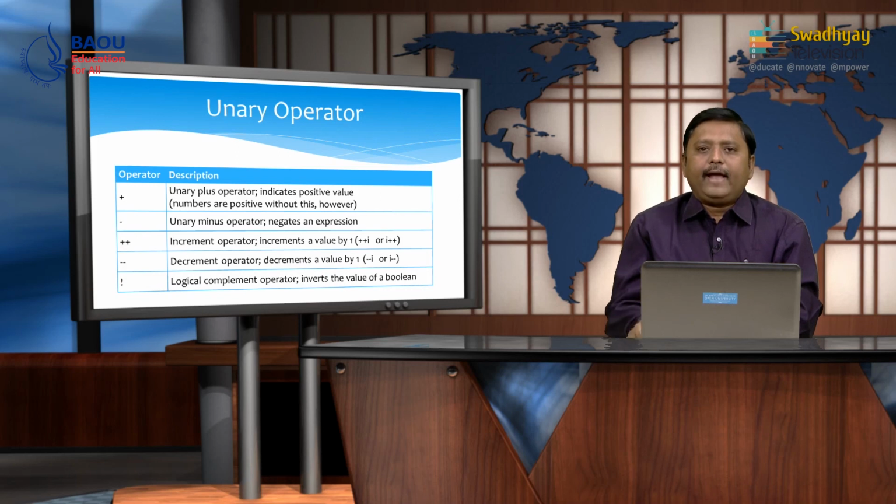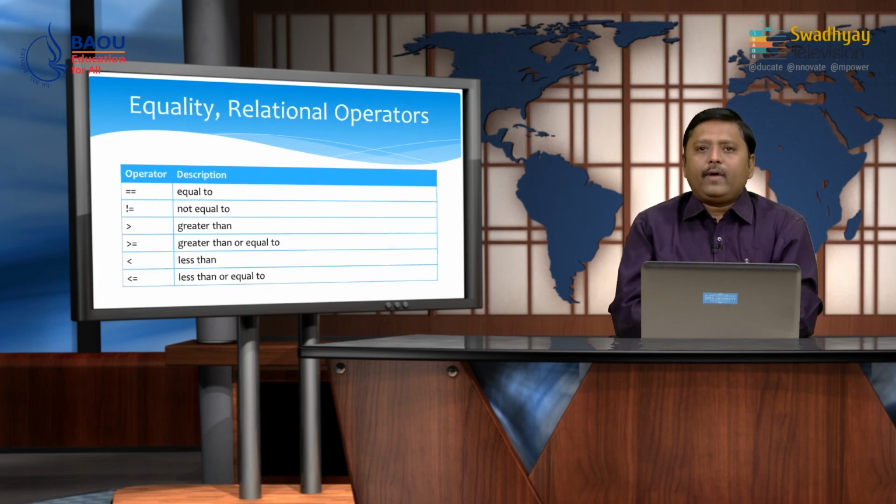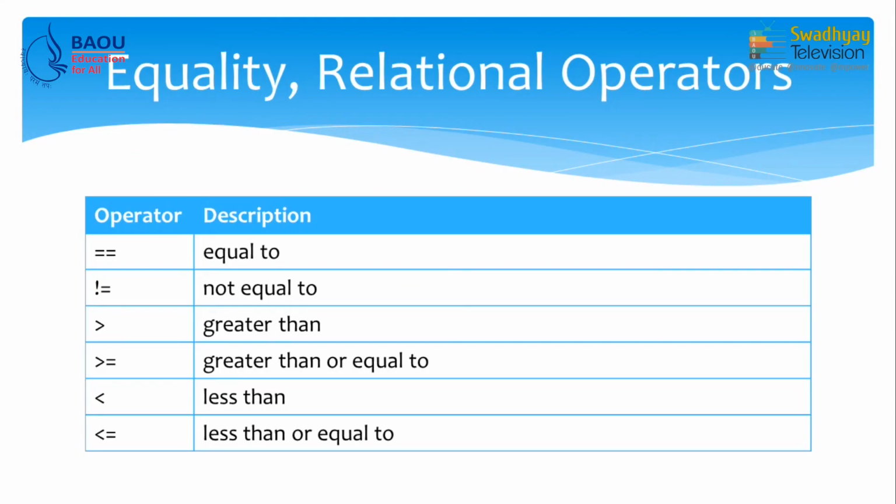Now, the next operators are the equality and relational operators. In a program we need to compare two values for equality or inequality, and greater than or less than. So, for that we have relational operators, because they establish the relation between two variables: which variable is larger, which variable is smaller, whether two variables are equal or not. That is why these are known as relational operators.